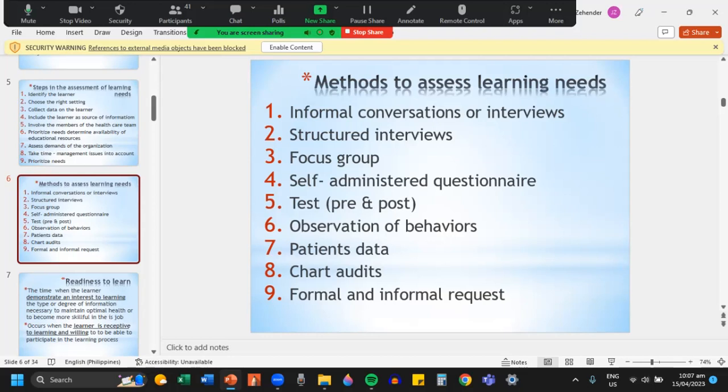Okay, and we need to make use of effective communication strategies to get the most information out of our patient. Okay, and through our communication skills, we get to learn more about our patients and how to help them. Okay, so informal conversations or interviews, so we can engage in, how are you? Okay, what do you know about this one?